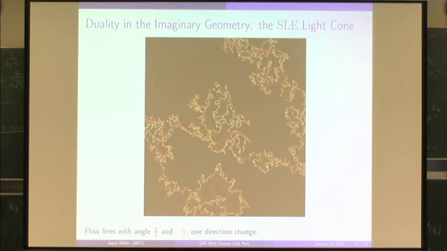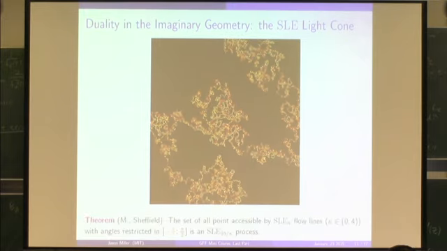Another way of describing this is that this is the set of points that you can reach when you travel along Gaussian free field flow lines, and you're only allowed to take 2 angles, pi over 2 and minus pi over 2, and you're allowed to change your direction exactly once. So then this is the set of points that you can access using these rules. And then what you can do is you can increase the number of times you're allowed to change your direction. So this is what it looks like if you're allowed to change your direction 2 times, and 3 times, etc.